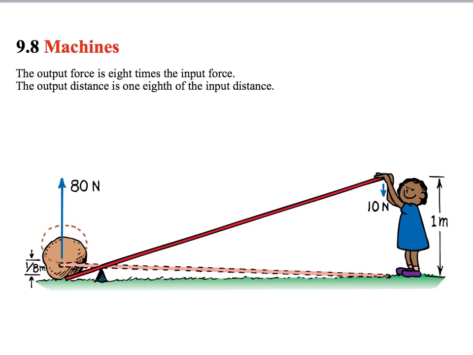The trade-off here is that the 80 newton boulder is only going to move 1/8 of a meter. And if you multiply 80 by 1/8, you get 10. If you multiply 10 by 1 meter, you get 10. The work in equals the work out. She's manipulating the force and distance, applying a small force over a big distance over here to get a great force by a small distance over here. That's a machine.